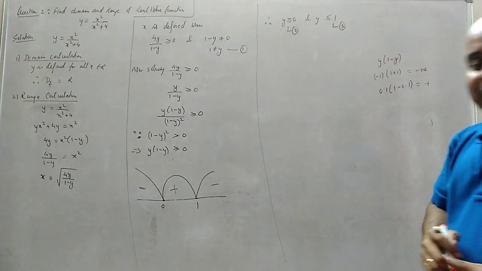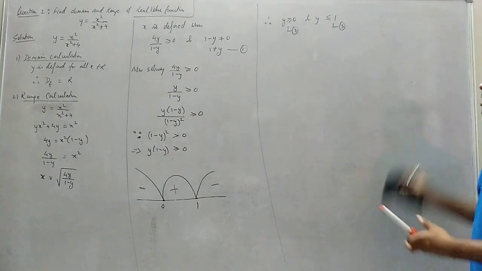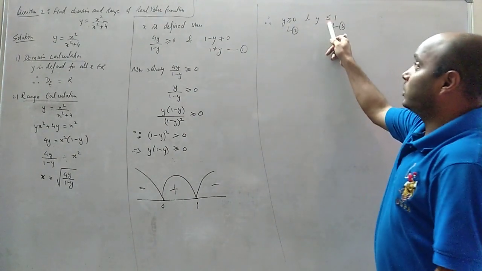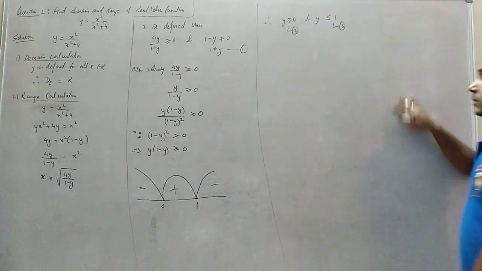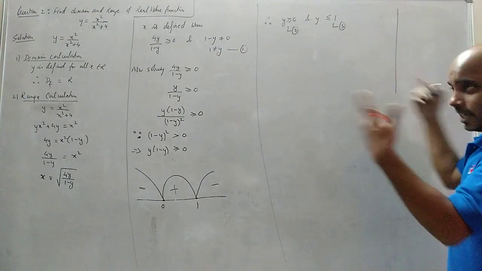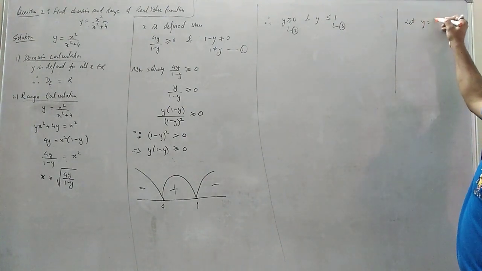Now, there is always a contradiction. See, do we have a contradiction here? Yes, where is the contradiction? This says y is not equal to 1 and this says y equals 1. It has become a mess. So what to do now? Let's see whether y equals 1 or not. So let y equal 1.